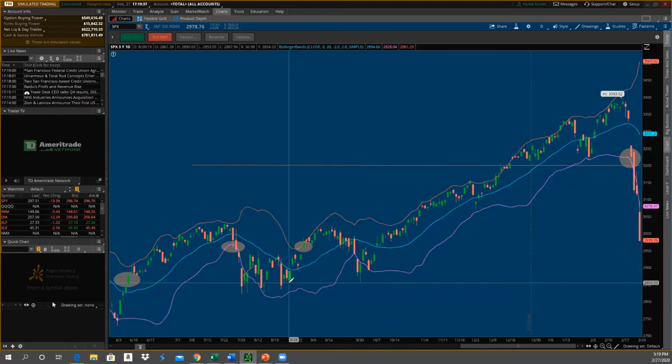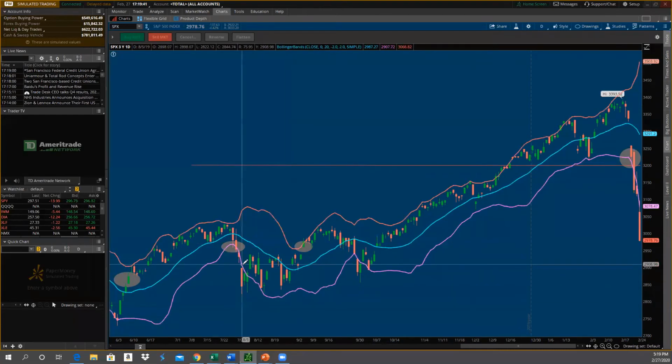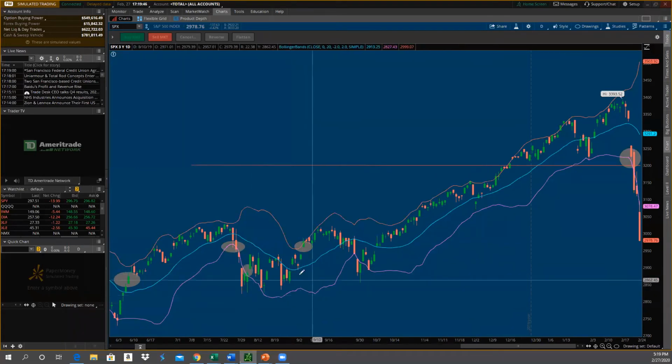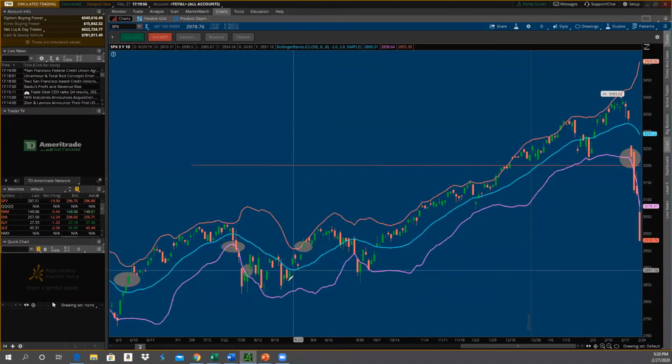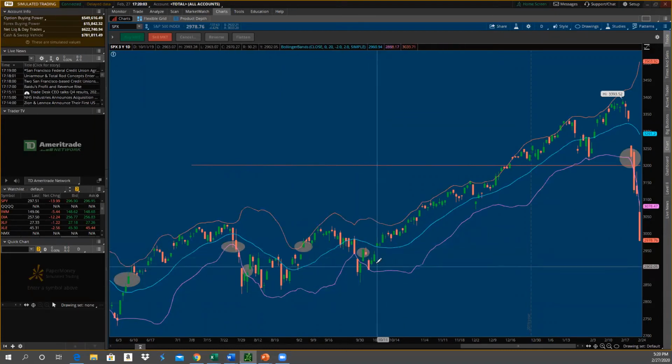Oh, sorry, I got the wrong drawing tool there. This would be our close back above the lower band. That would be an indication that we are back into the volatility range and back into potentially a move up in the market to the upper band. Same thing here. This is more of a minor one, but once we see that close back above, that's a good indication that we're recovering from the sell-off.